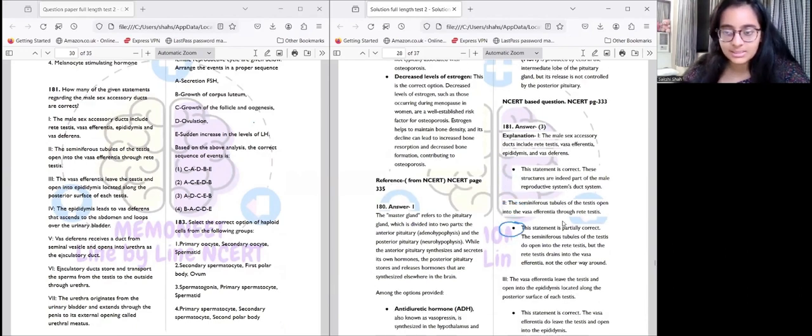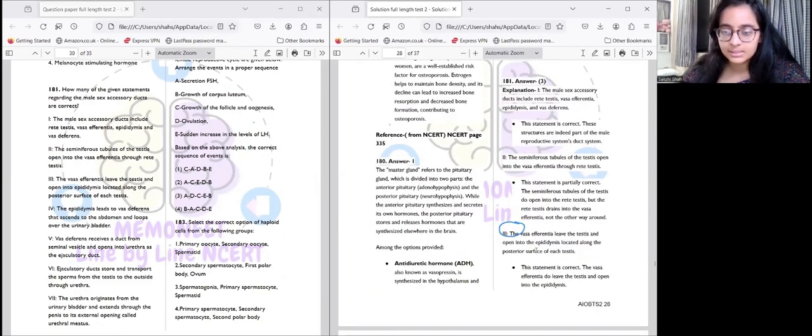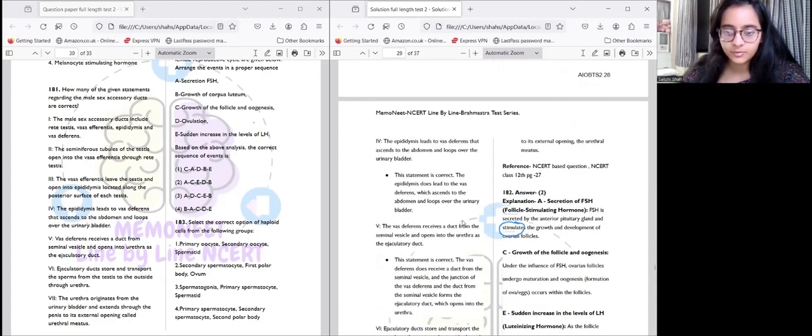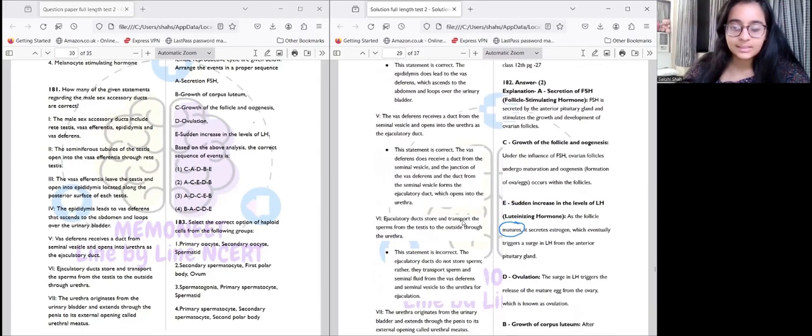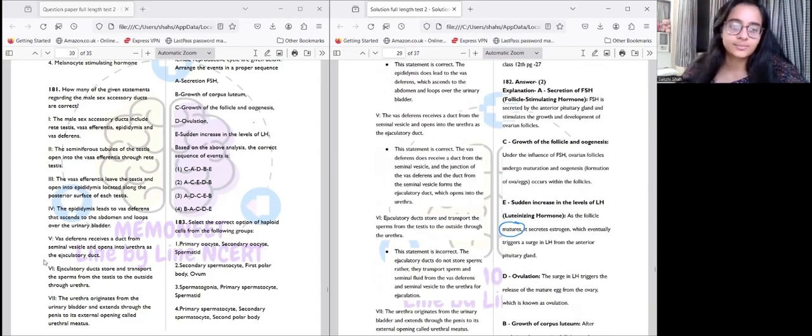So this first statement is correct. The second statement is partially correct. The third statement is correct. The fourth statement is correct. The fifth statement is correct. I'm just reading it out here. Then we'll be discussing each statement. The sixth statement is incorrect. Let's just focus on the incorrect statement first.